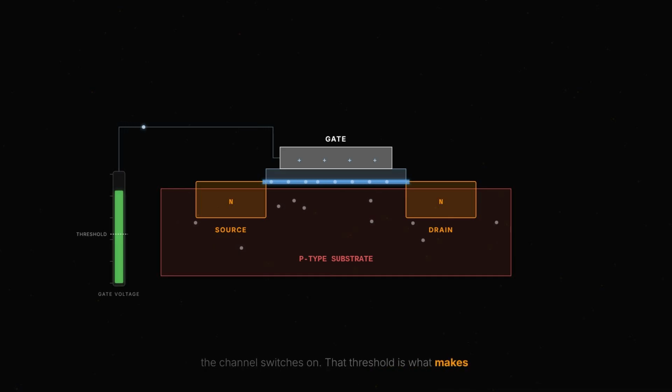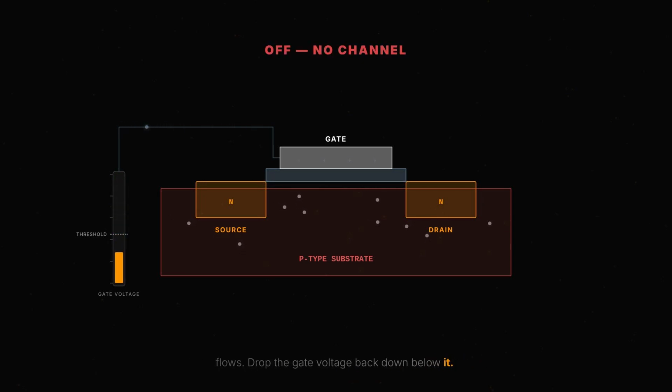That threshold is what makes a MOSFET behave like a clean, decisive switch, rather than something that fades on gradually. Below the line, off. Above it, on. Raise the gate voltage past that threshold. The channel gets stronger, more electrons pulled in, more current flows. Drop the gate voltage back down below it. The channel disappears, and the current stops.